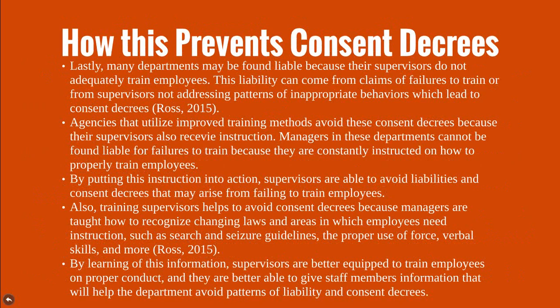Lastly, many departments may be found liable because supervisors do not adequately train employees, and this can come from claims of failures to train where supervisors are not, like I said, adequately training employees, or in situations where supervisors don't address patterns of inappropriate behaviors, which can go on to lead to consent decrees. Agencies that utilize improved training methods, however, avoid these consent decrees because their supervisors also receive instruction. Managers in these departments cannot be found liable for failures to train because they are constantly instructed on how to properly train their employees. And by putting this instruction into action, supervisors are able to avoid liabilities and consent decrees that may arise from failing to train employees.